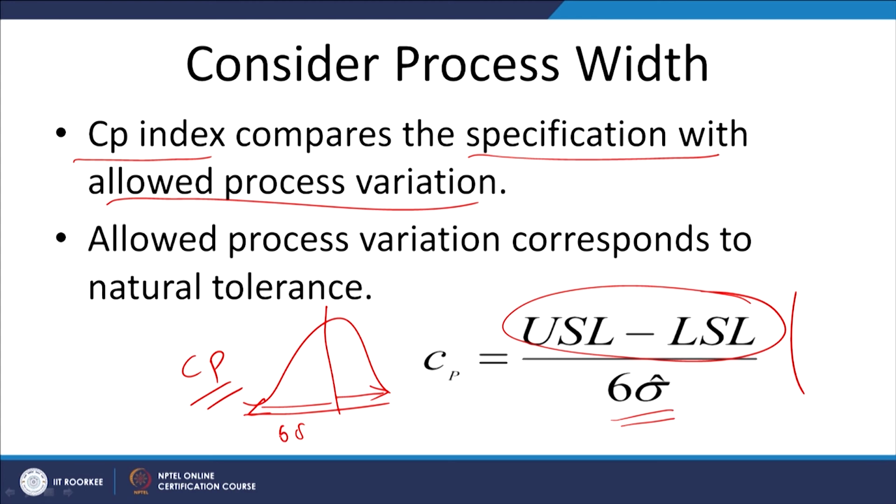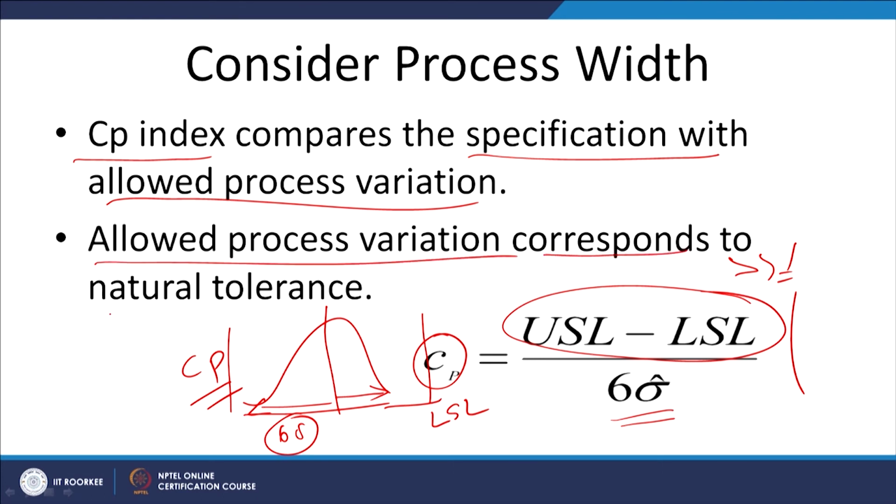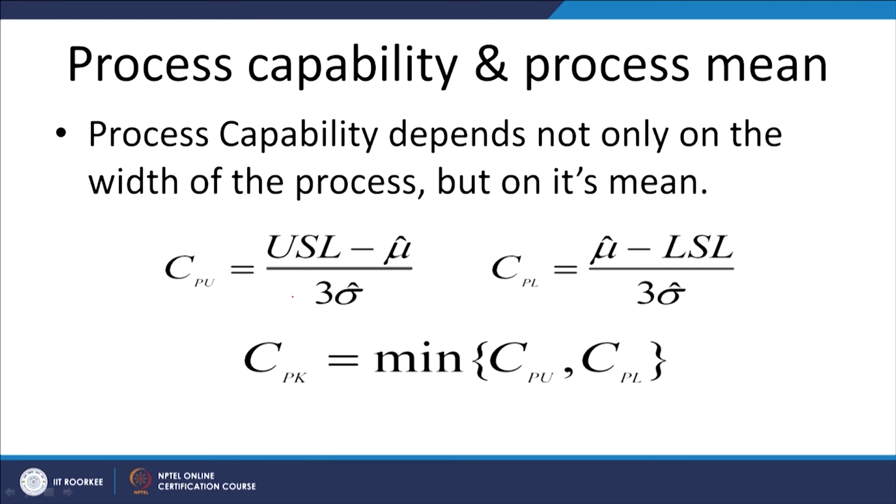So, it is 6 sigma, and the upper and lower specification limits may be further higher. If this value of Cp is greater than 1, then we assume that the process will be able to manufacture the things as per the specified specification limit. So, the allowed process variation corresponds to the natural tolerance, and in that case you see the process will be capable to manufacture the things.